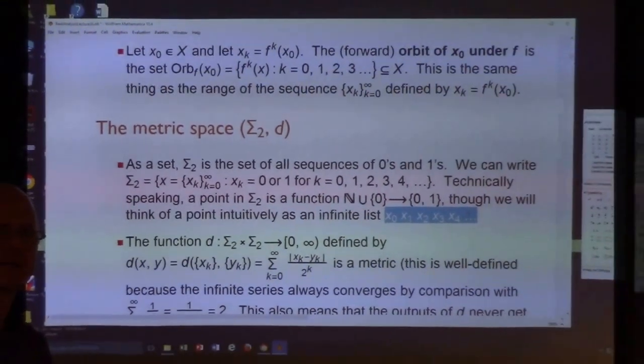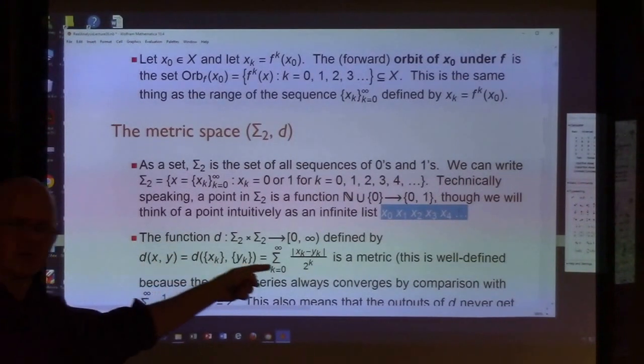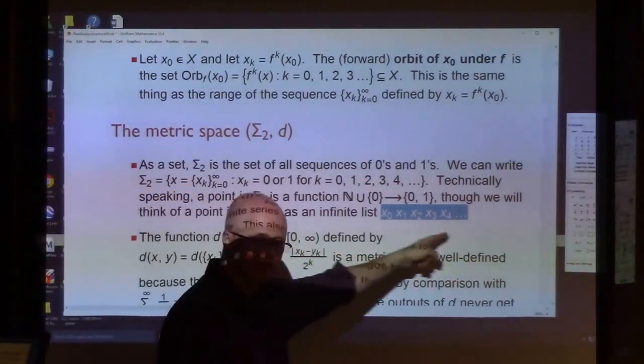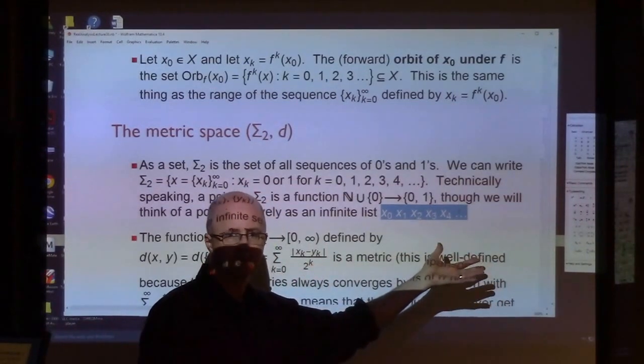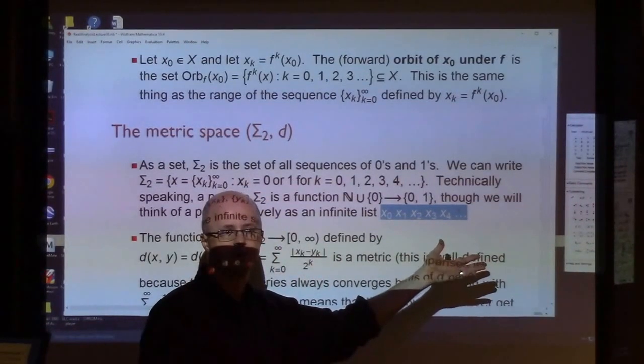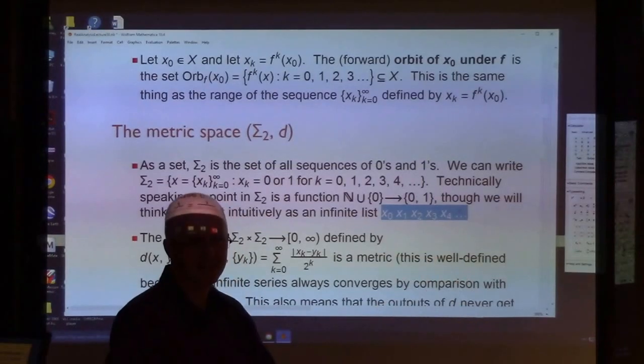So this is not a number, by the way. It's a bunch of zeros and ones. It's not supposed to represent a number. It's supposed to represent a sequence of zeros and ones, though you could match it with decimals if you wanted to.